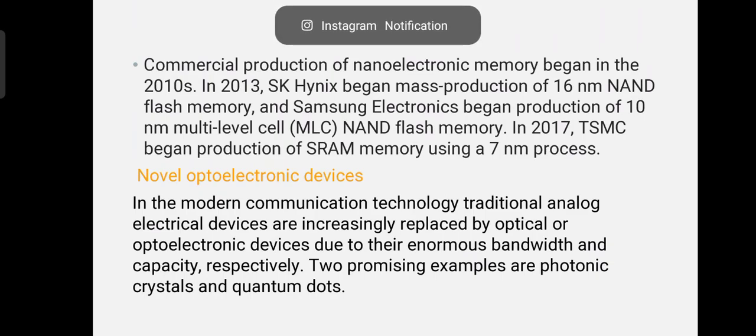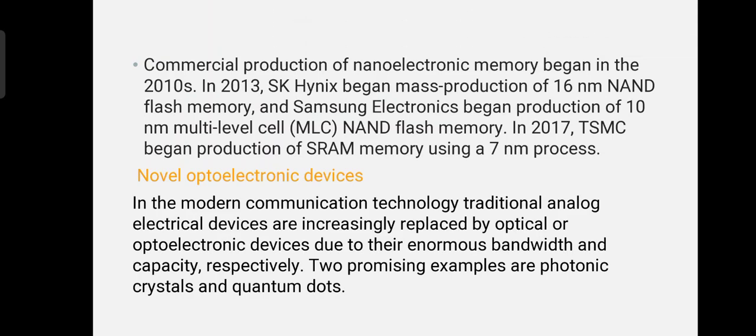Commercial production of nanoelectronic memory began in the 2010s. In 2019, SK Hynix began mass production of 16 nm NAND flash memory, and Samsung Electronics began production of 10 nm multi-level cell MLC flash memory in 2017. TSMC began production of SRAM memory using a 7 nm process.